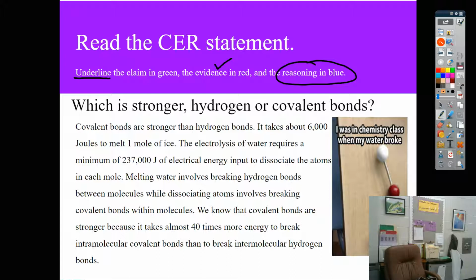All right, so Colin, read me what you marked as the claim. Covalent bonds are stronger than hydrogen bonds. Do y'all agree? Eva, tell me something you marked as evidence. Okay, good. Another piece of evidence, Brian. The electrolysis of water requires a minimum of 237,000 J of electrical energy to disassociate the atoms of each one. Okay, good. What that means is it takes a whole lot of energy to separate two water molecules.